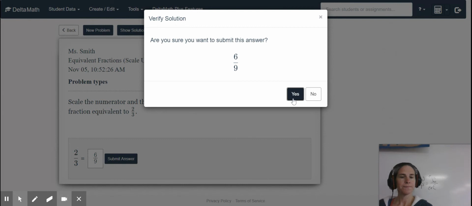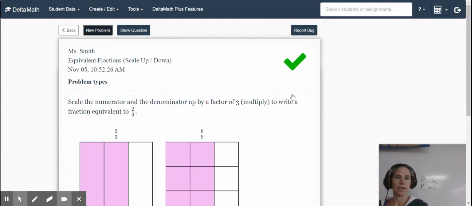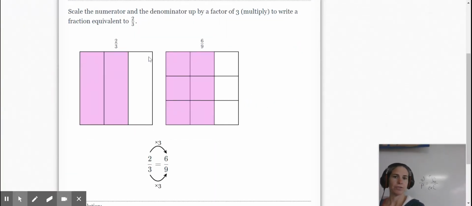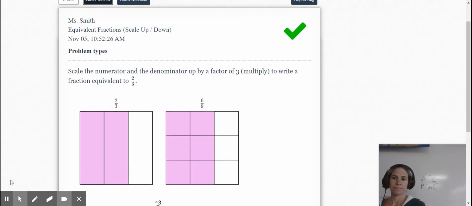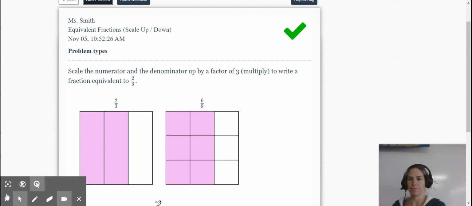There we go. I get my green check. It shows me a visual. It shows me mathematically why that works. And then I have one more example for you.